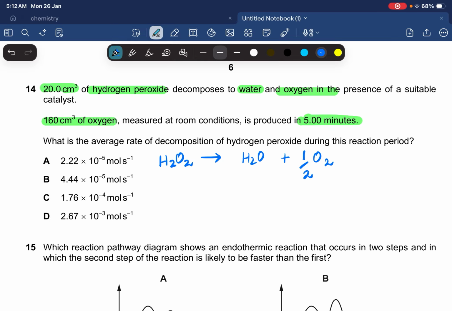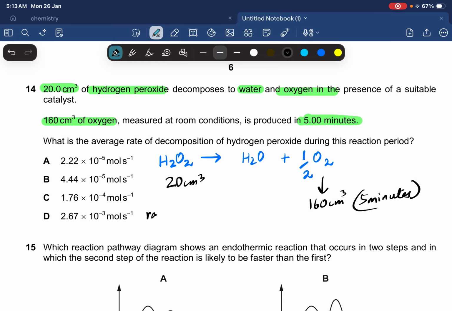Now, 20 cm cube of H2O2 decomposes. So we have 20 cm cube of this that's being decomposed in the presence of a suitable catalyst. 160 cm cube of oxygen is produced, made in 5 minutes. We are now dealing with what's the average rate of decomposition of hydrogen peroxide.